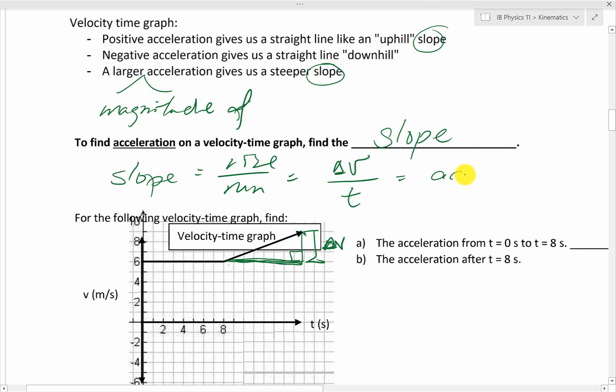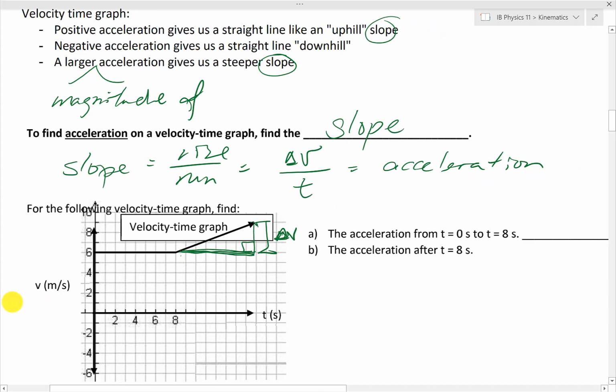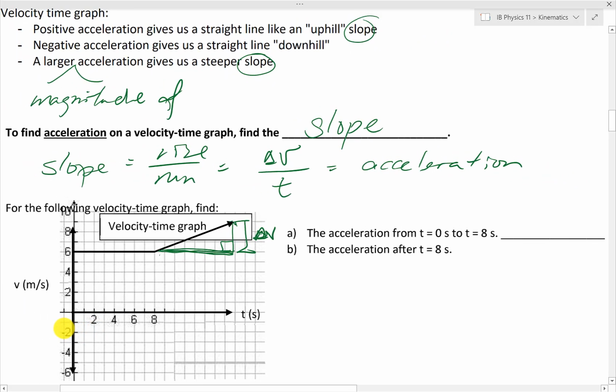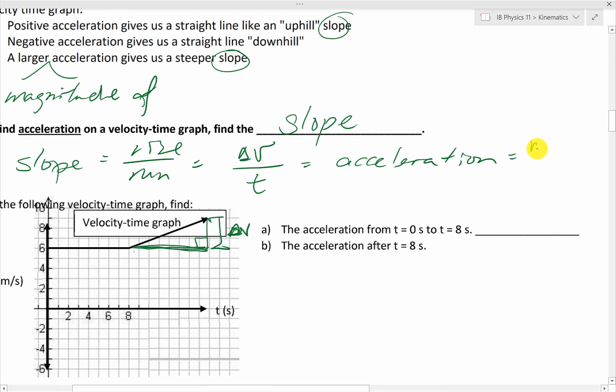It's acceleration. Okay, and another thing I want you to note is the units on the graph. Change in velocity is in meters per second, and if we subtract, it's just like subtracting meters per second from meters per second, we still end up with meters per second. Time on the bottom is in seconds. If we divide meters per second over seconds, we get meters per second squared.